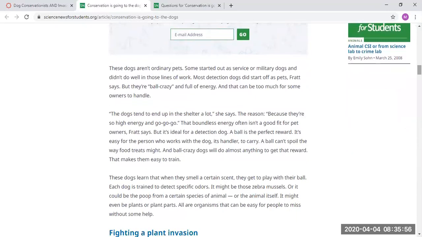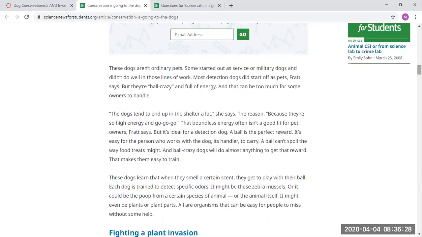These dogs aren't ordinary pets. Some start out as service or military dogs and didn't do well in those lines of work. Most detection dogs did start off as pets, Frat says, but they're ball crazy and full of energy, and that can be too much for some owners to handle. The dogs tend to end up in the shelter a lot, she says. The reason? Because they're so high energy and go, go, go. The boundless energy often isn't a good fit for pet owners, Frat says, but it's ideal for a detection dog.